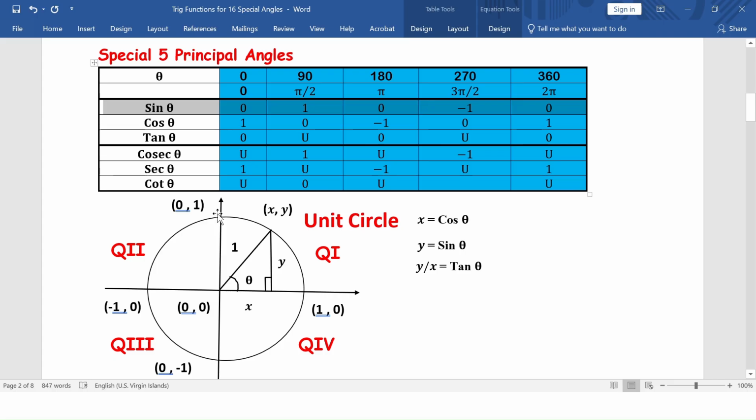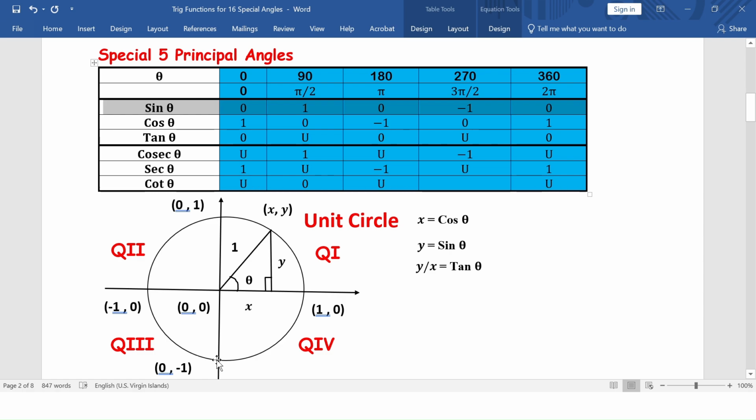Now if we come here, sine of 90 degrees, just look at the y coordinate, which is 1. We come here, sine of 180 degrees, which is pi, 180 degrees, which is here. Then you'll find that this one here will be simply 0.